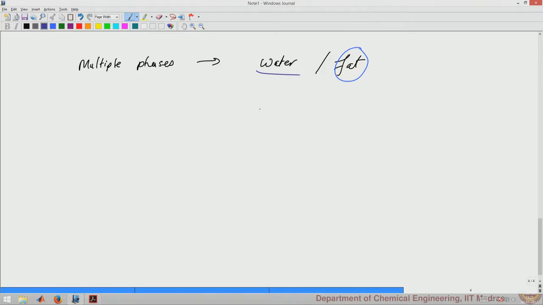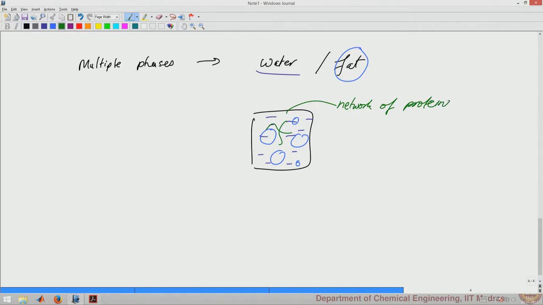So, if you take the overall curd system, what you will have is water molecules present, and you also have the fat clusters, and of course, over and above this there is a set of proteins and the network of proteins which is an essential part of milk also, and these are macromolecular systems, and so you have again a multiphase and macromolecular system together.